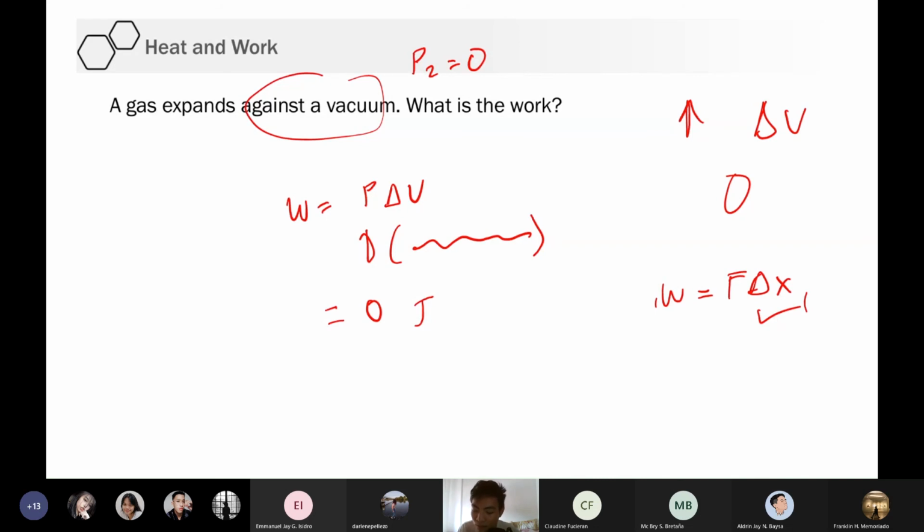In terms of vacuum naman, kapag wala ka namang force na kakalabanin, walang final force, no? Walang final pressure, ibig sabihin, zero yan. Okay? Mag-expand man ng mag-expand yung gas hanggat walang external pressure, I mean external force, zero ang work. Okay? So, yan ha. Take note of that.